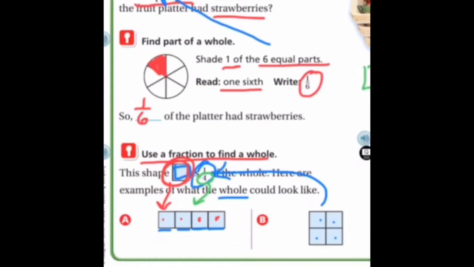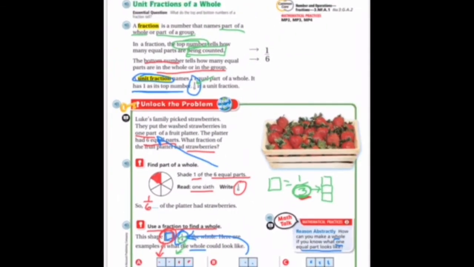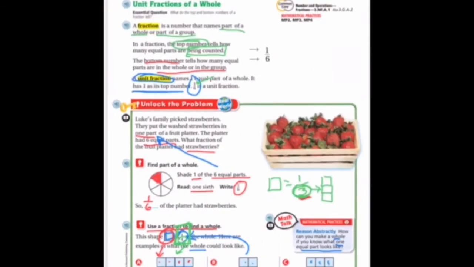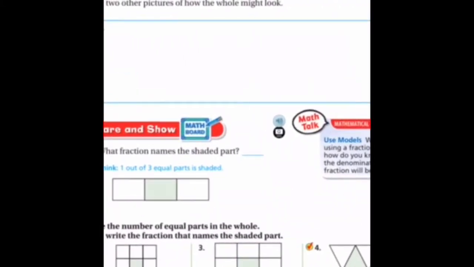All right. Let's look at the next page. And keeping in mind, we talked about on this bottom one, we're talking about fourths, 1/4 right here. Okay, in green, fourths. So let's move to the next page. It says, look again at the examples at the bottom of page 455. That was the page we were just on. And draw 2 other pictures of how the whole might look.